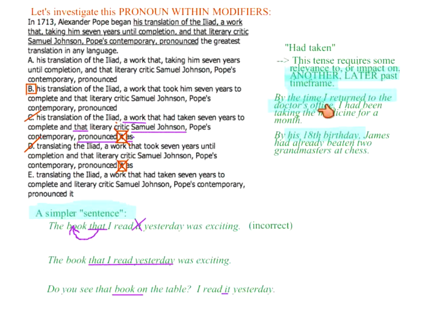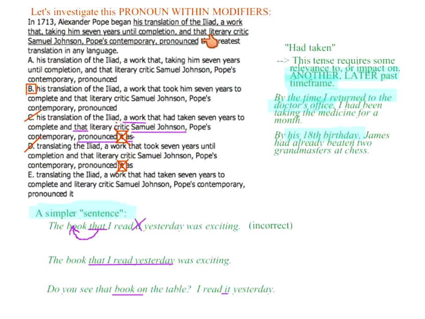But remember, it's not just a random later thing. It has to be something to which the earlier verb is relevant or has some sort of impact, or is like the end point of that verb. So like taking the medicine for a month, something that was ongoing up to the time that I went to the doctor's office. Here, by his 18th birthday, this had already happened and was still a thing. He was still playing chess, and it was still relevant at that point. These are just two random historical events. So it took him 7 years, and this guy pronounced it the greatest translation in any language.